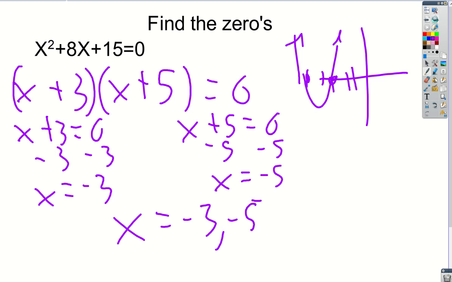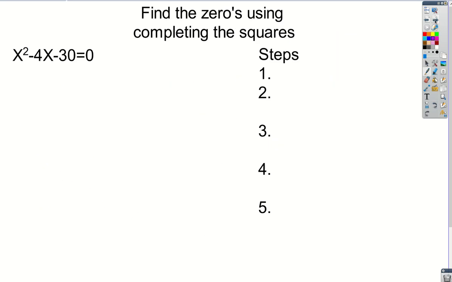So what happens if it's not perfect? Let's look at this one over here. Factors that multiply to 30 are 1 and 30, but that doesn't get me to 4. Again, 2 and 15, again, not to 4. 3 and 10, and 5 and 6. None of these factors worked. So we're going to use a technique referred to as completing the square.